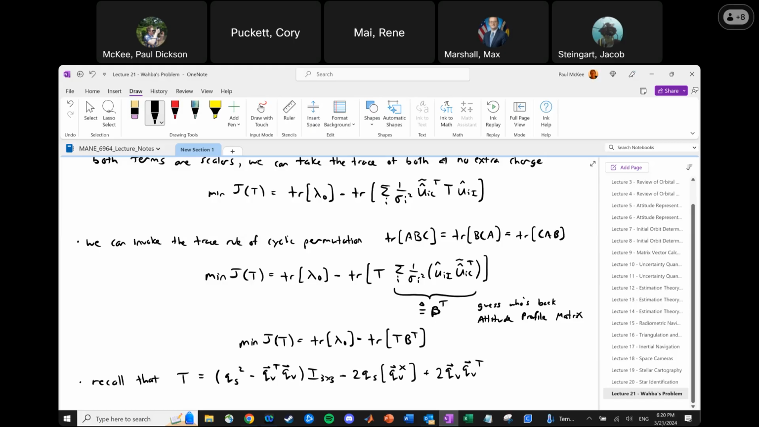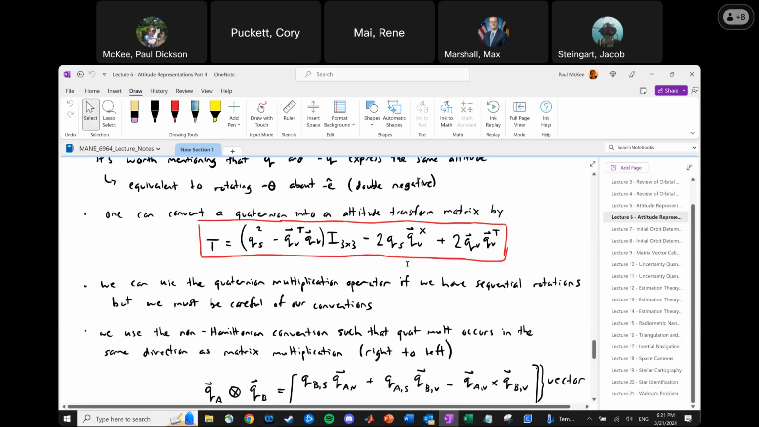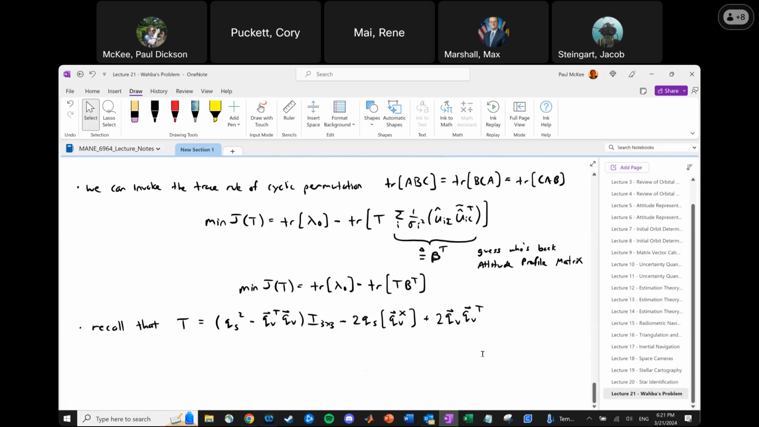Right? So that is not new. That comes all the way back from attitude representations, lecture 6. Oh wow, actually I had that up right now. So we learned this back in lecture 6 and it comes back to help us in lecture 21. Almost like somebody thought this whole class through. So now what we're going to do is some fun substitutions. So we can substitute this equation into our objective function. This into our objective function.